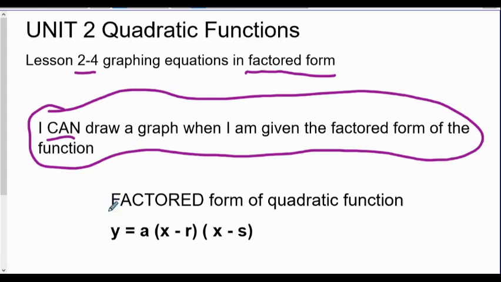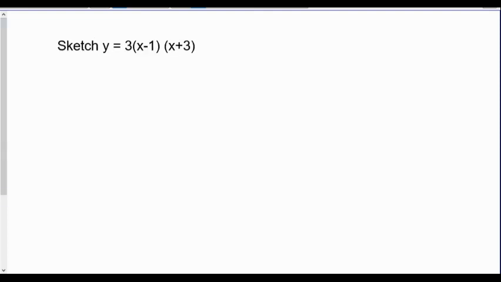So in case you've forgotten, this is the factored form. Make sure that's in your notes. That'll become handy. What we're going to do is more of a sketch than a graph, and we're going to try to get at least 3 points, ideally 5. But we'll see how we do with that here. Okay, so here's a function that says sketch y equals a(x minus 1)(x plus 3).